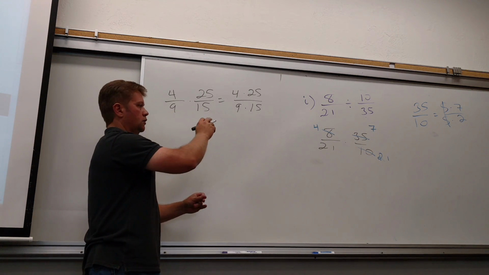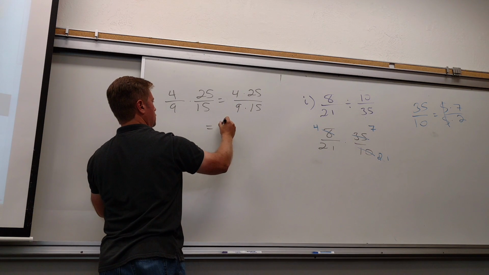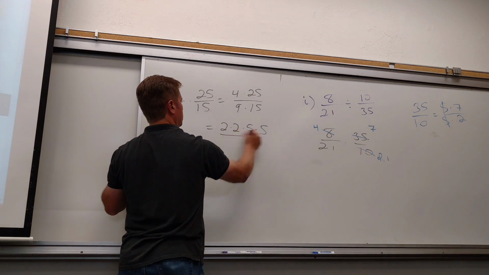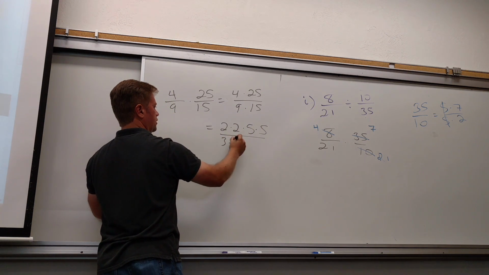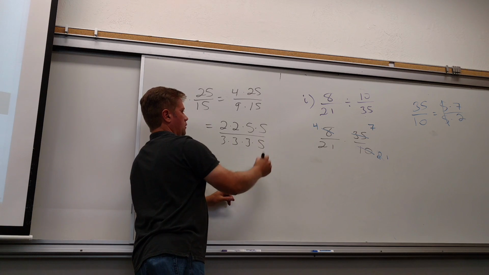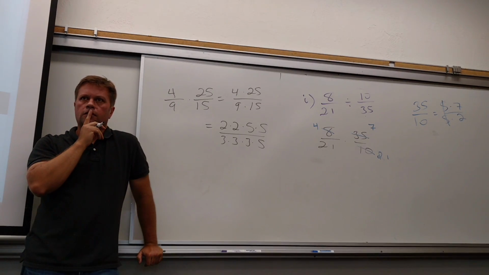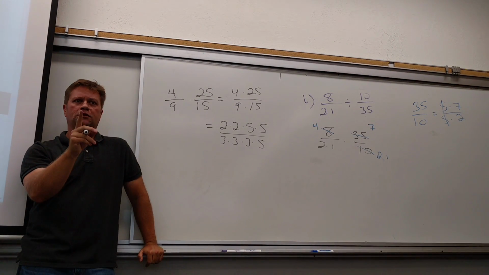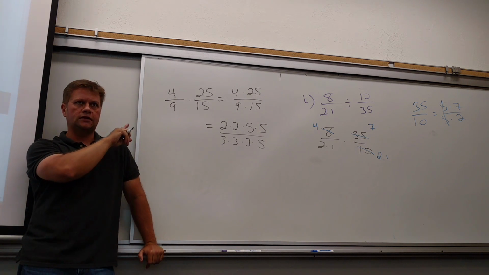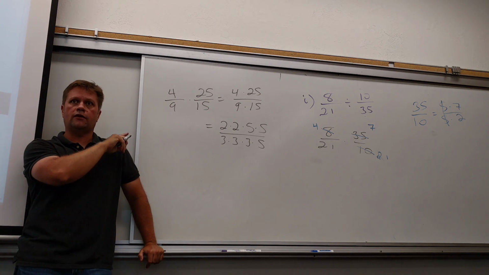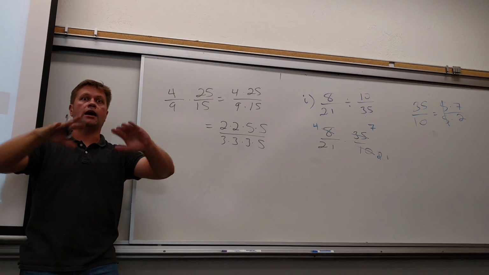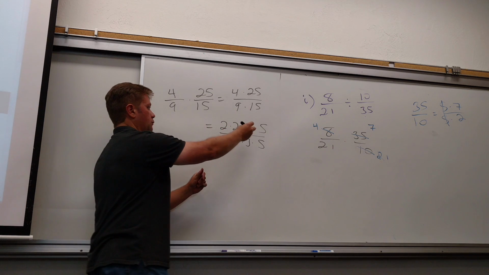Okay. All right. So now 4 is 2 times 2. 25 is 5 times 5. 9 is 3 times 3. 15 is 3 times 5. All right. So if you really had to, but I hope you don't, you could do this. You can see why this method would get gross, because you have numbers with a lot of parts to them. You need to be able to bypass this. But see, what can I cancel?